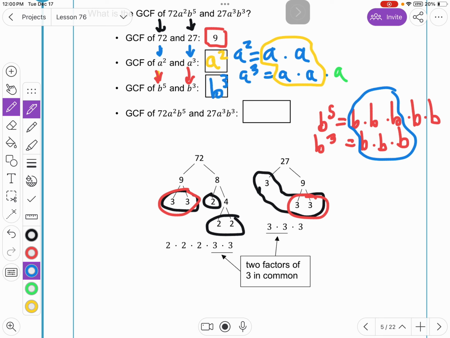So we put them all together now to get the greatest common factor of these two large monomials. It's 9a squared b to the third. We put them all together. That's the greatest common factor.